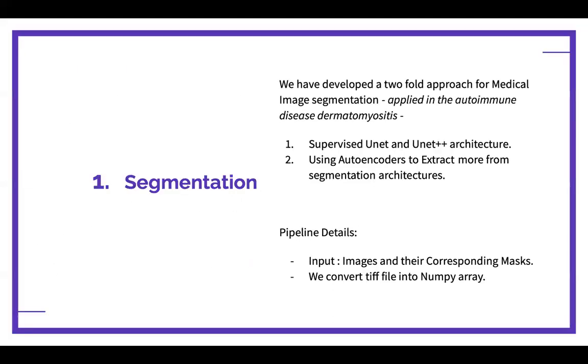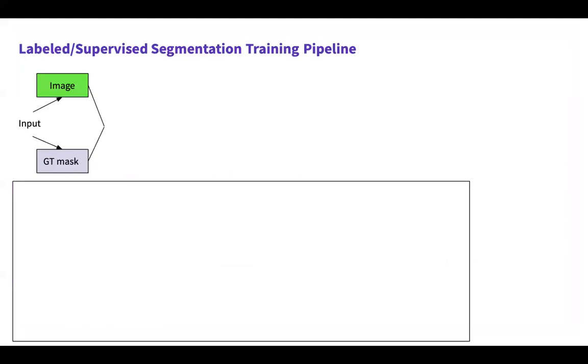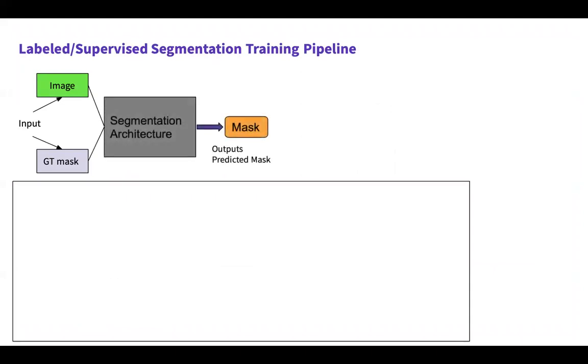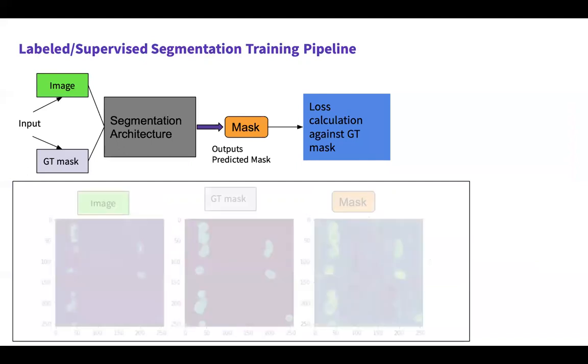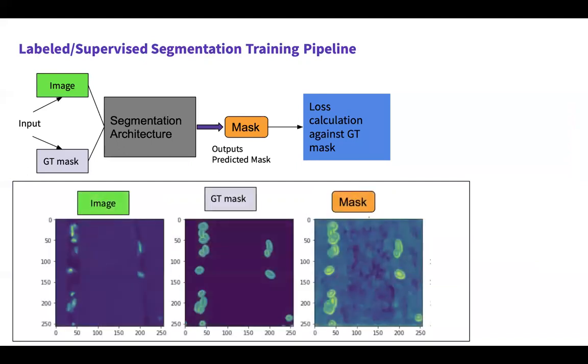For the segmentation task, we base our approach around UNet and UNet++, two of the most cited architectures for biomedical segmentation. In a normal supervised segmentation training pipeline, we have images and their corresponding masks, which are then passed through a segmentation architecture, which predicts its own set of predicted masks. A loss is computed between the predicted mask and the ground truth mask, which is then used to fine tune the network to make better predictions in future. This usually gives good performance when the sample size is good enough. But in our case, we saw that there was more performance which could be extracted.